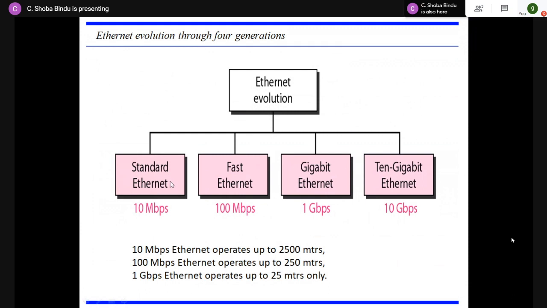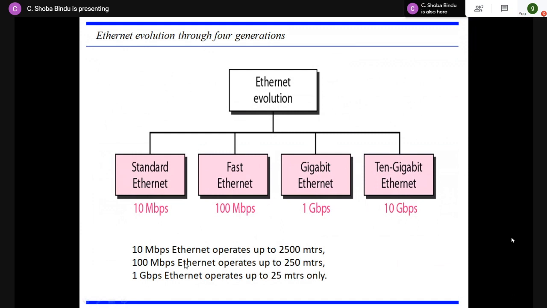Later on, a number of improvements were made, and that resulted in fast Ethernet, which is 100 Mbps. Now, whatever we are making use of is the fiber optic cable, which provides us with gigabit Ethernet here. And the 10 gigabit Ethernet will be in the near future.